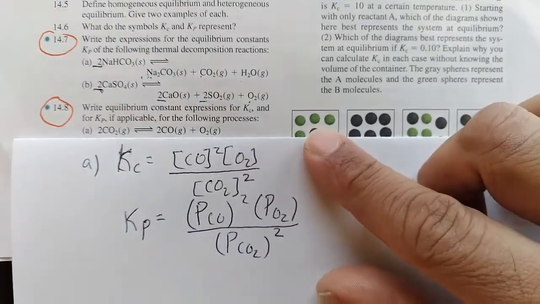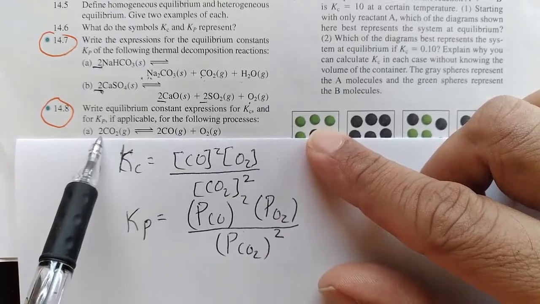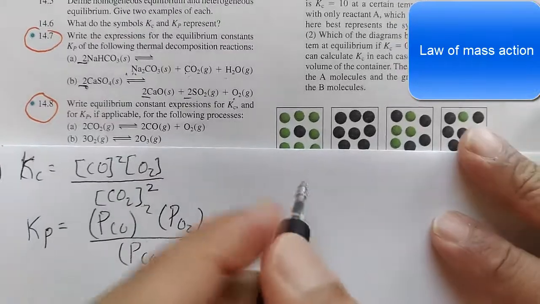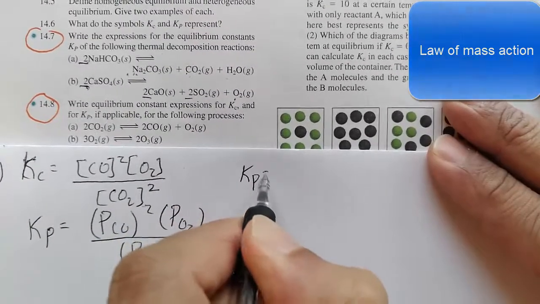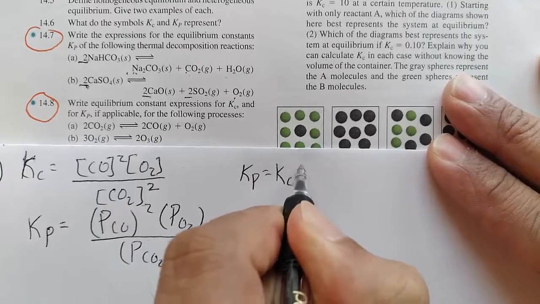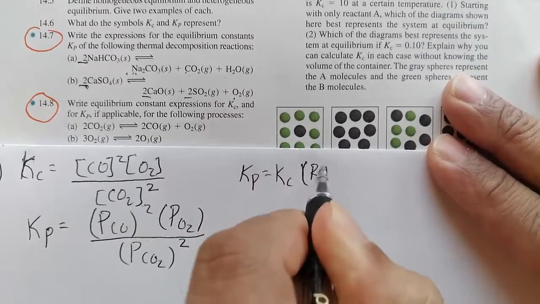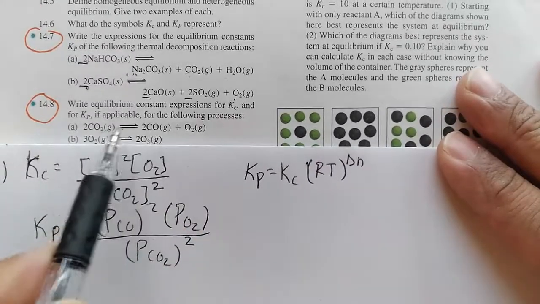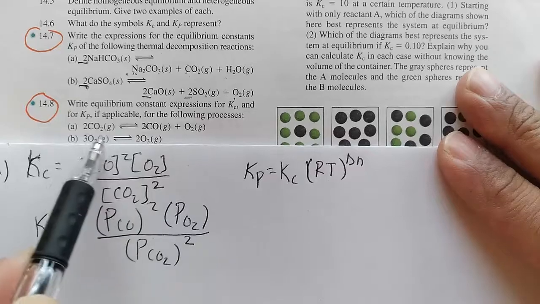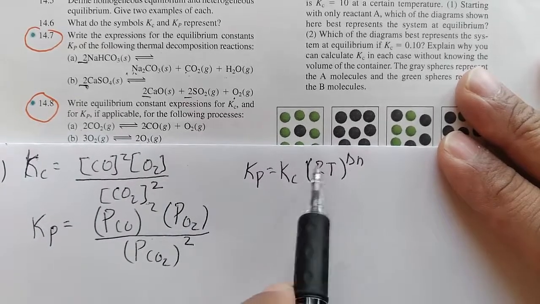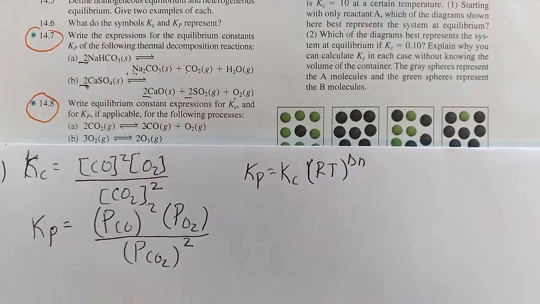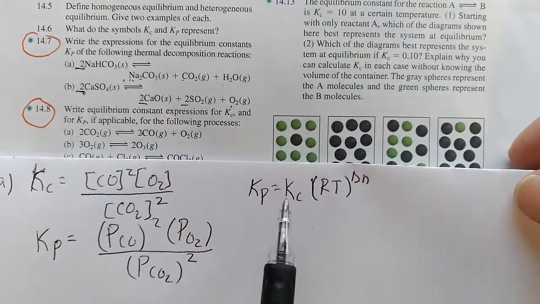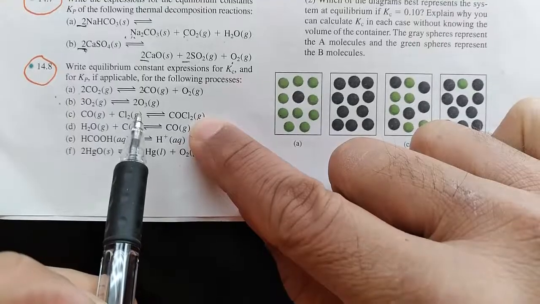Obviously the law of mass action tells us that this 2 becomes the square. That is the definition of the law of mass action. We can also substitute things here because Kp, according to our textbook, is equal to Kc, and that whole thing is multiplied by RT raised to the power of delta n. Delta n here would be 2 plus 1 is 3, 3 minus 2 is 1, so delta n is 1, and RT would be raised to the power of 1. So we can manipulate like that to get Kp if we're given Kc, or vice versa.